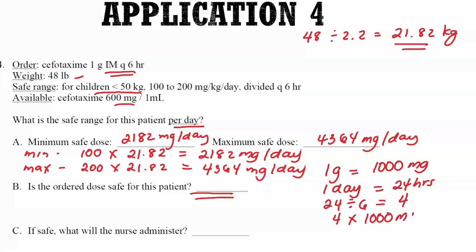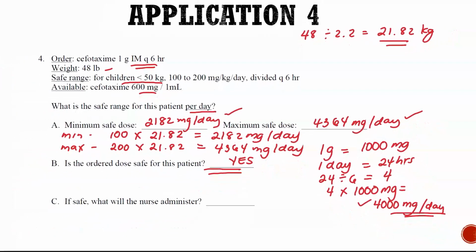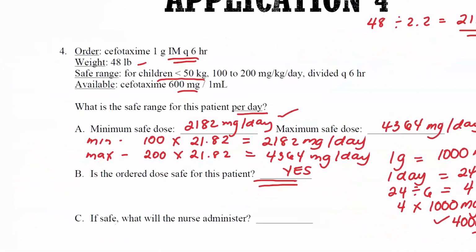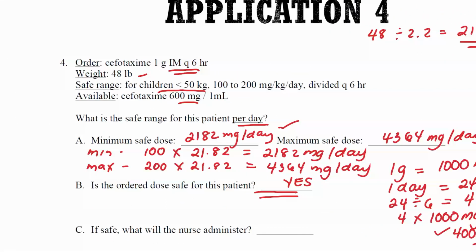Now we take 4 and multiply it by the order, which is 1,000 milligrams. Therefore, we have 4,000 milligrams per day. If we give that medication as ordered, that's the amount that we're going to end up giving in 24 hours: 4,000 milligrams. So is this order safe? Based on our minimum and maximum, it is, because it falls in between those two numbers. So yes, it is safe for the patient.